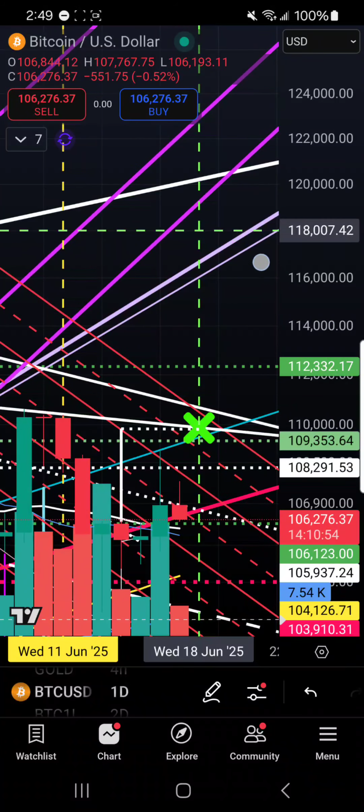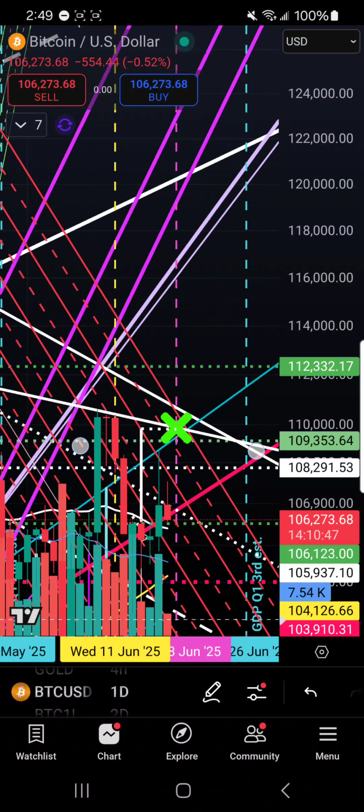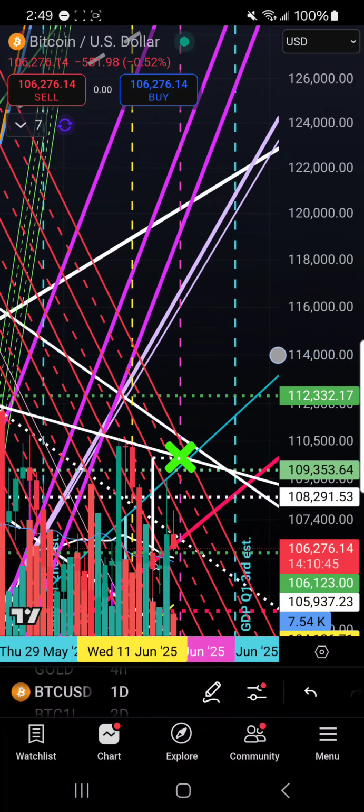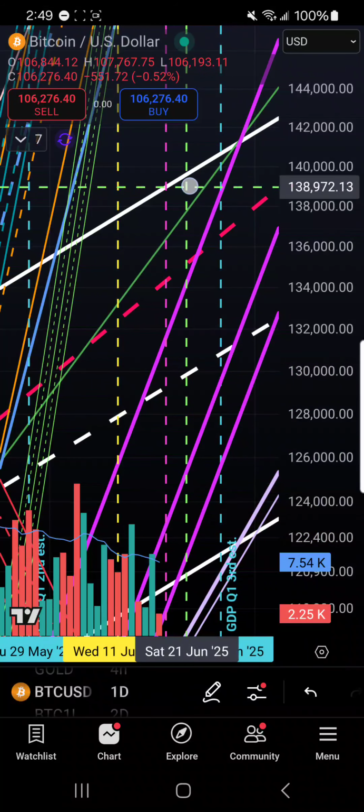If we go straight up from here, the bottom of the channel is at 120. A lot of people are saying 120. Where's the top of the channel? Top of the channel is at 139, 140. Remember the green channel was at 139? I do not think that they're the same channel. But everything's related here.